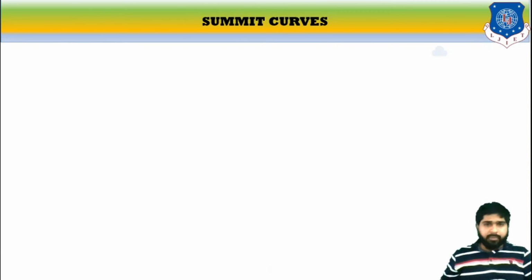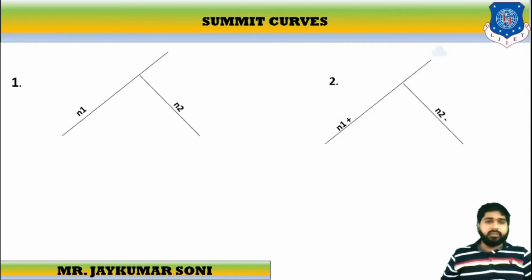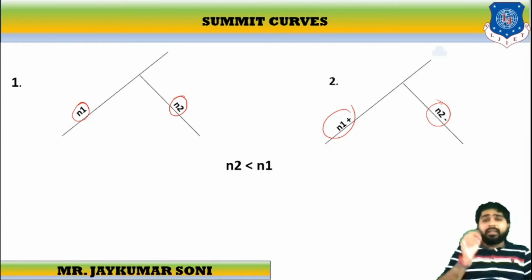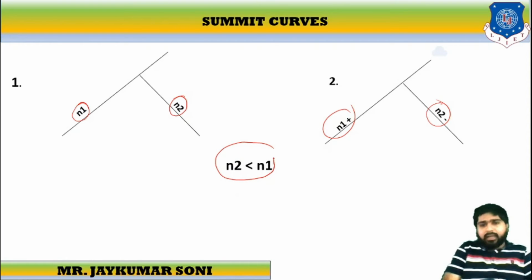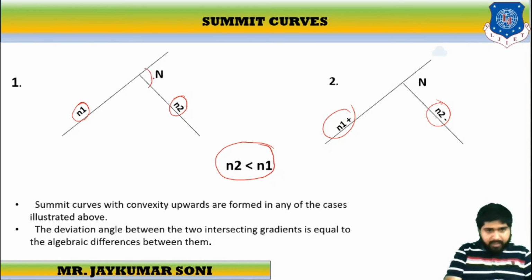Now let us discuss summit curves. See, summit curves are of two types. Let us assume that this is the road grade number 1, that is called N1, and this is grade 2. This is also N1, this is also N2. Now in case of a summit curve, it is necessary that N2 is always less than N1. That can be observed. And this particular angle is called the deviation angle.